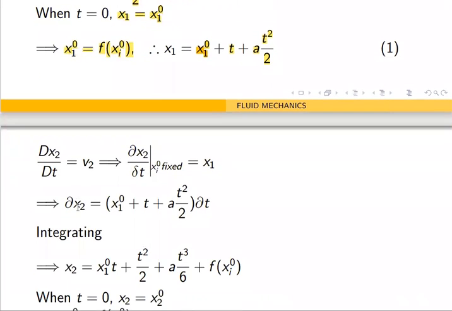Okay, now similarly dx2 by dt equal to V2. The second component is the same, so dx2 by dt is nothing but dou x2 by dou t. What is fixed? Xi naught is fixed. This has to be dou here, not delta, equal to x1. Now separating the variables. What is our x1? By equation 1, x1 is nothing but x1 naught plus t plus a into t square by 2. We will substitute that. This is our x1 into dou t. Remember this has to be dou t.